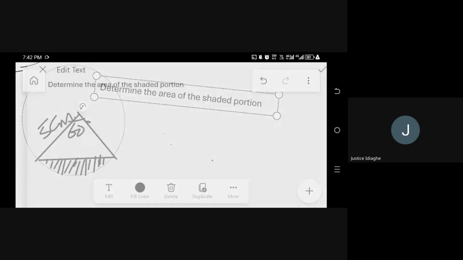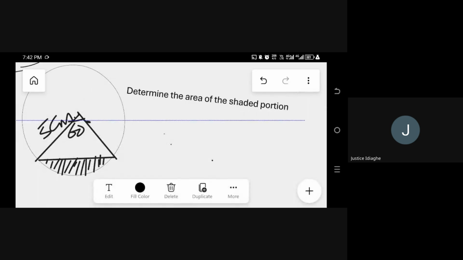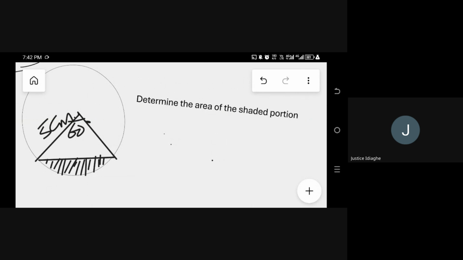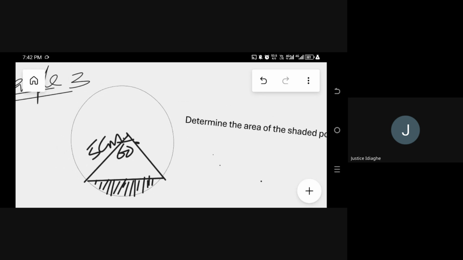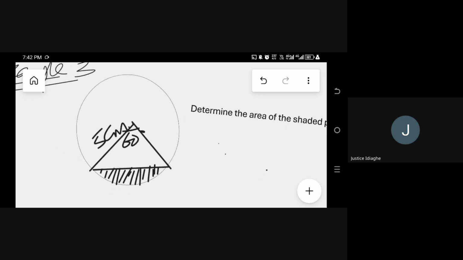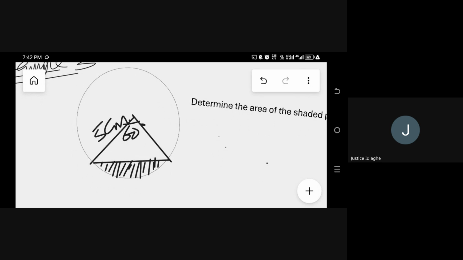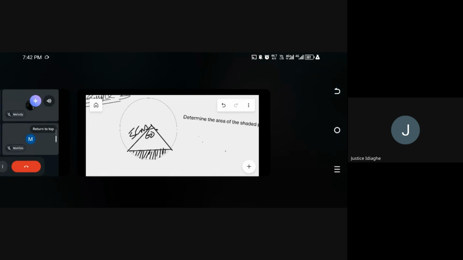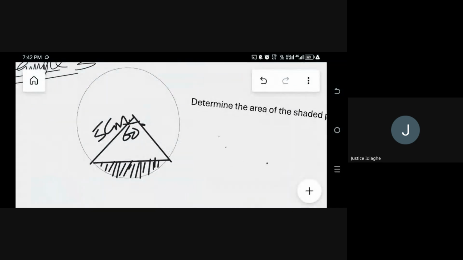All right. To determine the area of the shaded portion, look at that shaded portion. What do you call that shaded portion? Let me ask individually. Look at it very well. That shaded portion in this diagram now. What do you call that shaded portion?